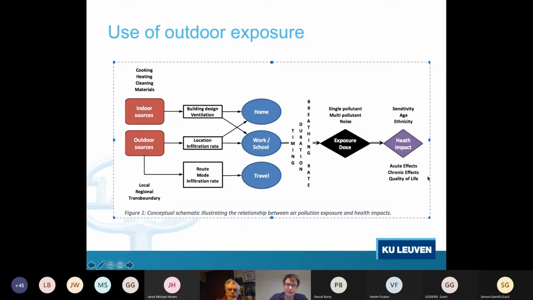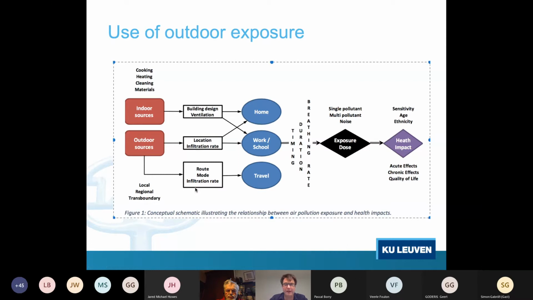If we are talking about the health impact of all these factors, the mostly used variable there is the outdoor exposure. But of course, as this graph shows, it's not just that the outdoor source has a direct impact on health. The impact on health comes from an exposure dose, which is related to how much we are breathing, in what kind of circumstances, whether we are inside or outside, and that again is related to things like ventilation and so on.